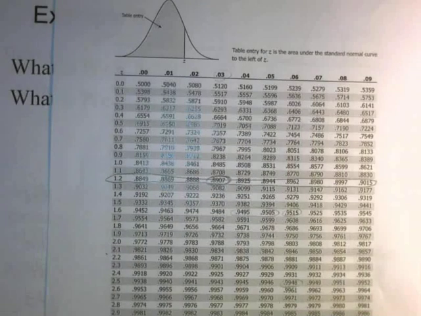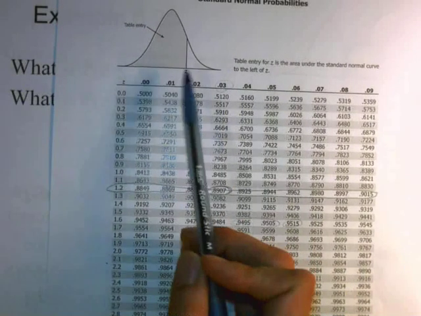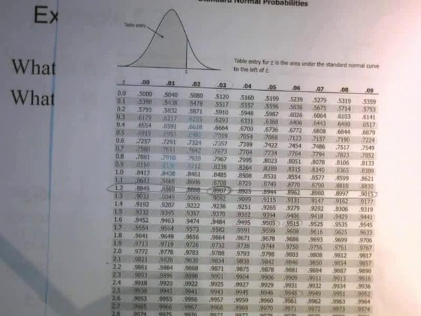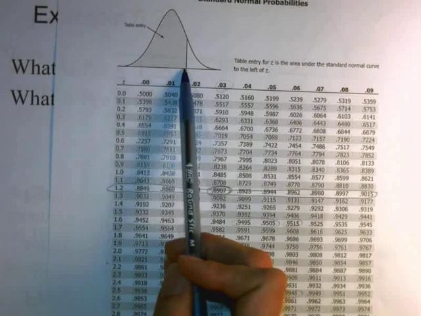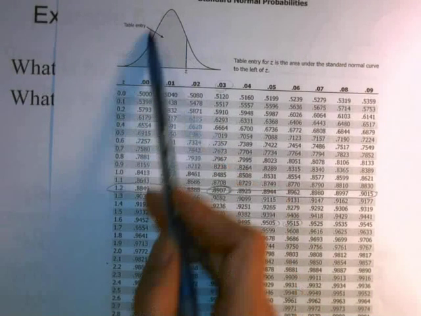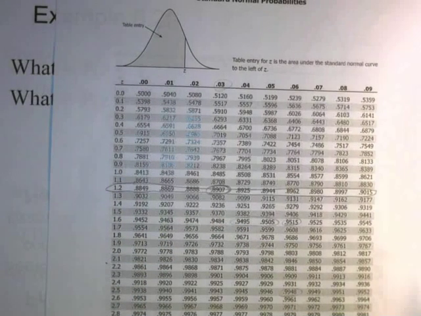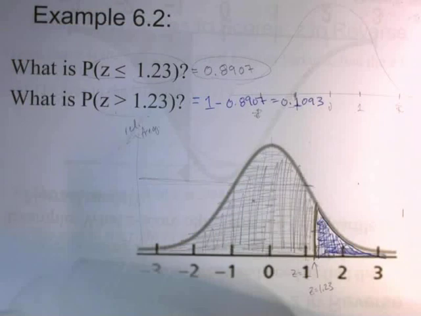So when we read numbers off of the normal table, we are always reading for numbers to the left of the digit. So if z is here, the z value that we find in this table tells us the area of the shading to the left of that number. And that's what we're always getting from this table.